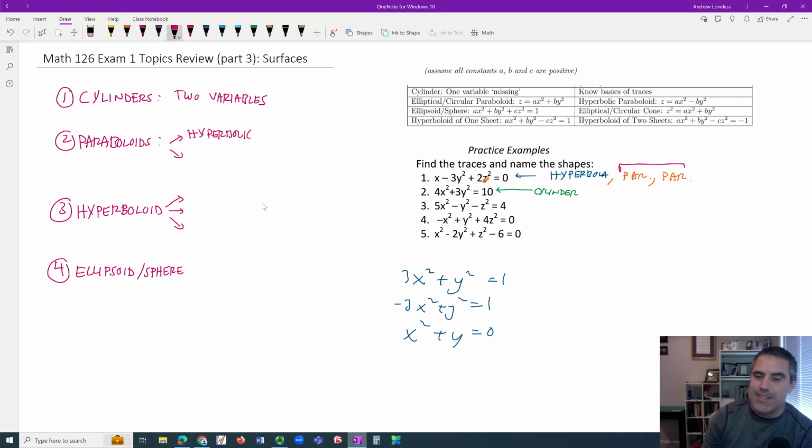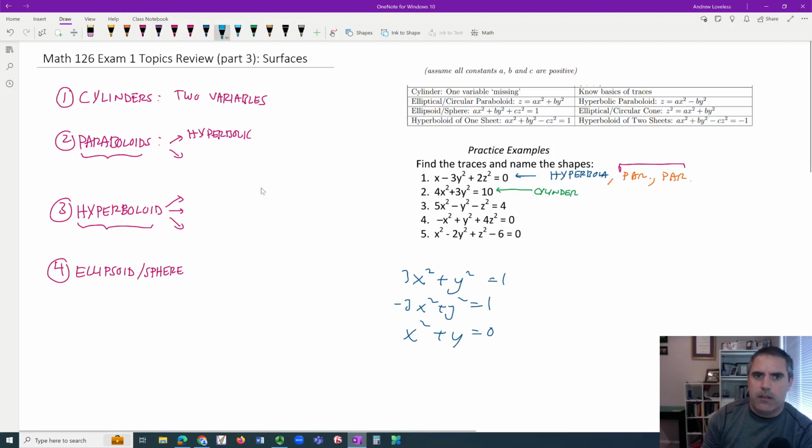I don't ever memorize the names. I just look at the traces. This means the trace in two different directions is parabolas. This means the trace in two different directions is a hyperbola. That's all it means. So I think people overcomplicate this dramatically. And then it's just a question of what the adjective is.